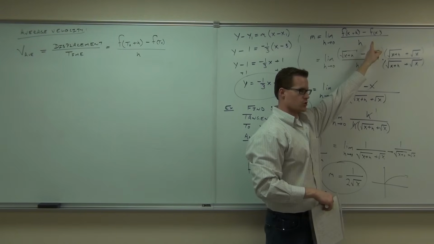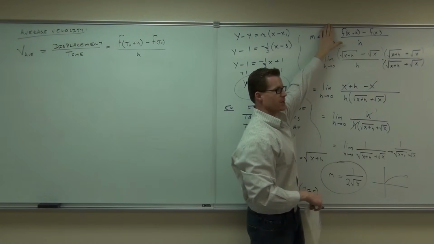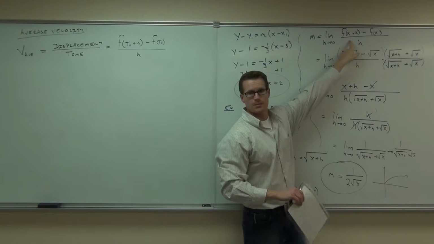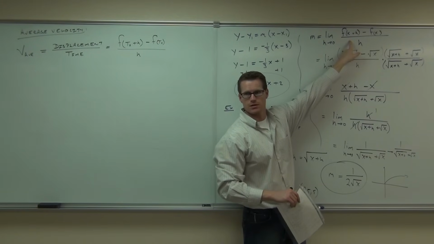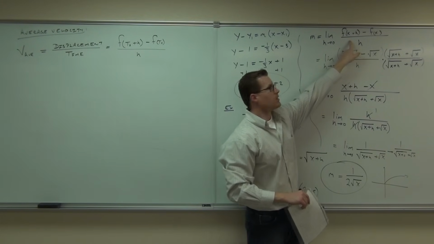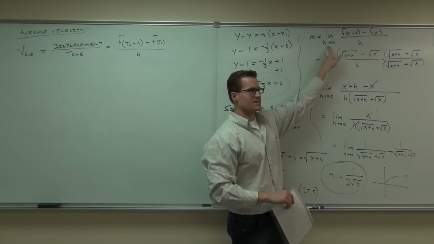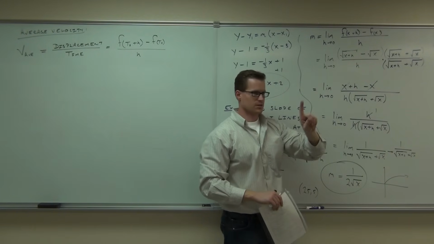This is slope, for sure. This is actually, ignore the limit, okay? This is slope between 2 points. Do you understand? That's slope between 2 points. This is instantaneous slope at 1 point. Do you see the difference?